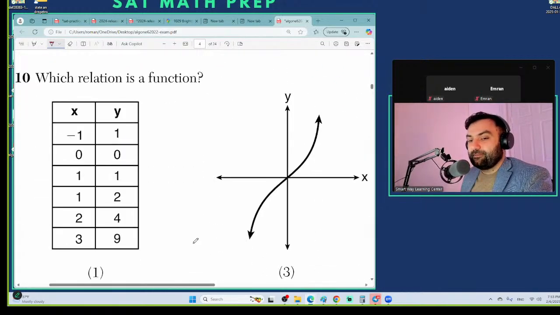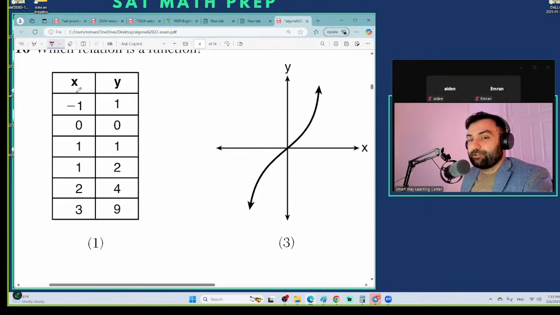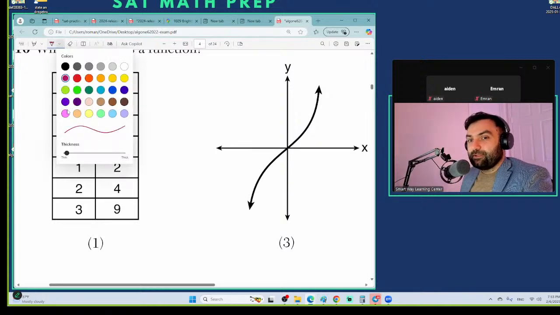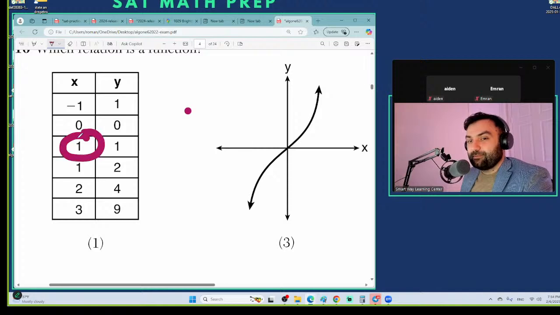Number 10. Which relation is a function? Now, number 1, is this a function? It's not a function. Why is it not a function? Because in this table, x values repeat. Here 1, and here 1. That means that it's not a function. x values cannot repeat.